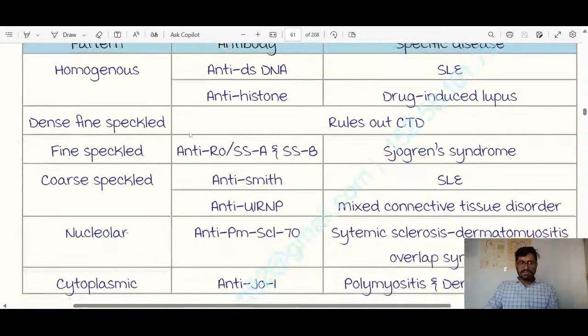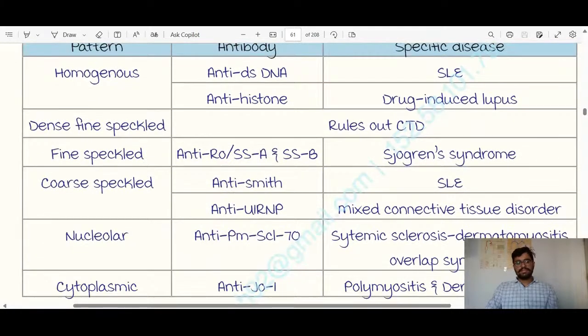Patterns: what are the patterns? Now in a table form the patterns will be explained. Homogeneous, dense fine speckled, fine speckled, coarse speckled, nucleolar, cytoplasmic. The antibodies in the homogeneous pattern are anti-dsDNA and anti-histone. Anti-dsDNA is specific for SLE. Anti-histone is seen in drug-induced lupus.